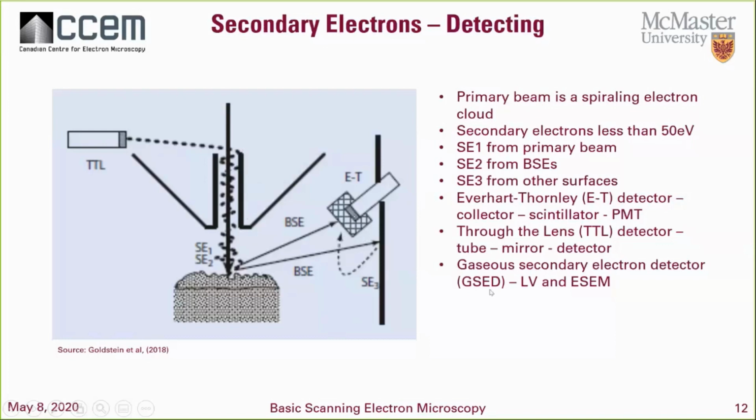Now in the through-the-lens detector, there's actually a charge applied to the tube inside the column here, and there's a mirror which bounces the electrons that are pulled up into the detector here. Now for low vacuum SEM, there's also a detector that will work in low vacuum or environmental situations, where you have basically more of a gas in the chamber, and we can actually detect the secondary electrons here.